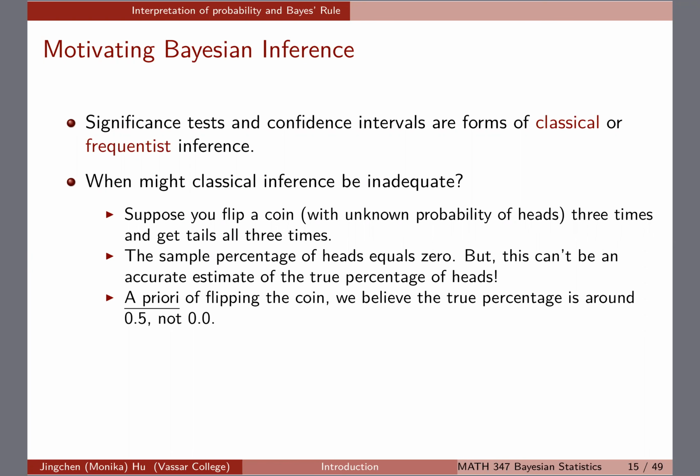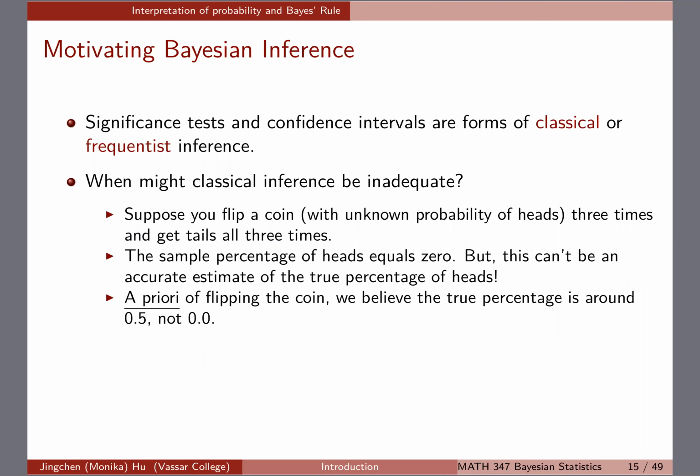So if you have heard about those terms, significant tests and confidence intervals, they are all forms of classical and frequentist inference. However, it can be inadequate. Just to give you a small toy example here. Suppose you flip a coin and you don't know. Usually if a coin is fair, it's going to be 50% heads and 50% tails. But suppose you don't know. You just flip it 3 times and you get tails all 3 times.